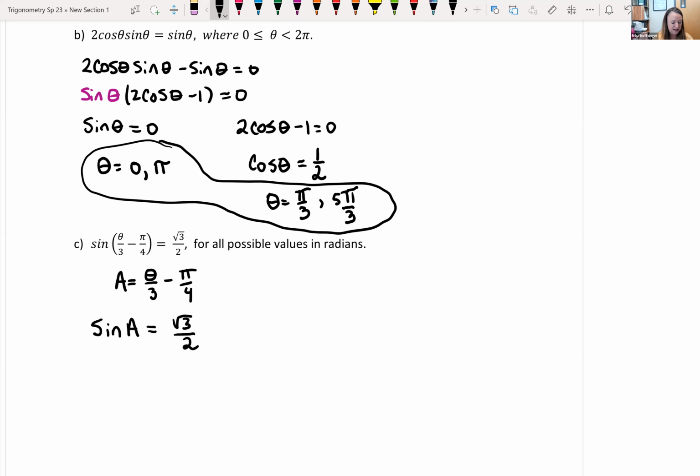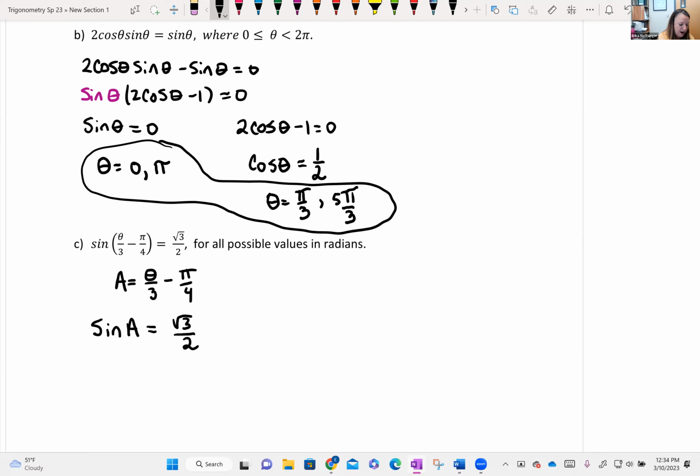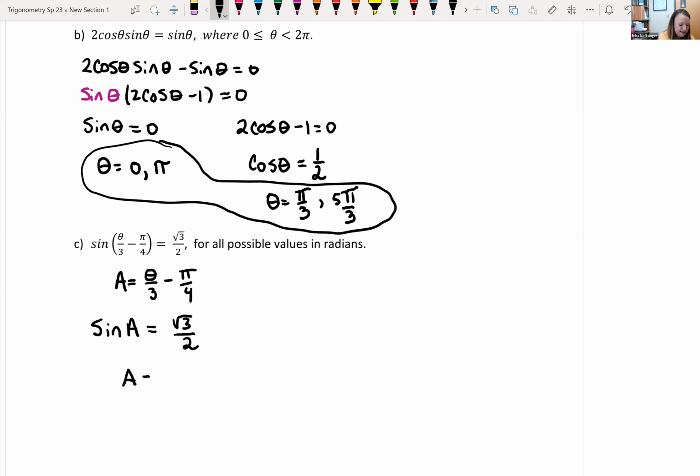And so let's first think about our angle A. What angle A of sine gives us back root 3 over 2? Well, that is 60 degrees, or pi thirds. So A is going to have to equal pi thirds. That's the first quadrant. It says all possible values, so let's add our 2 pi k in there.